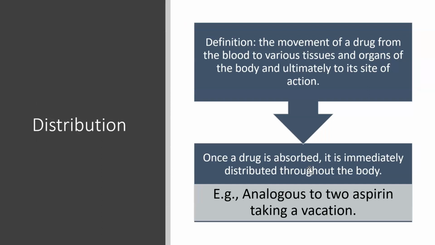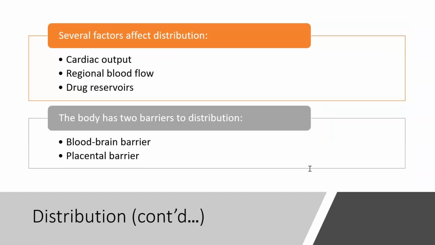Distribution. Definition. The movement of a drug from the bloodstream to various tissues and organs of the body and ultimately to the site of action. Once a drug is absorbed, it is immediately distributed throughout the whole body. So analogous with two aspirin taking a vacation. So in your book, they talk about that. So several factors affect the distribution.